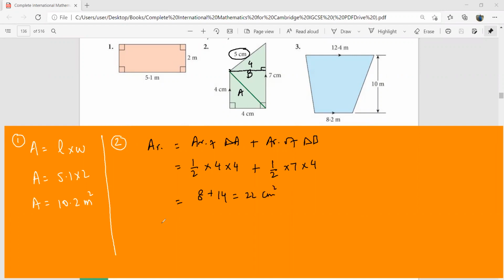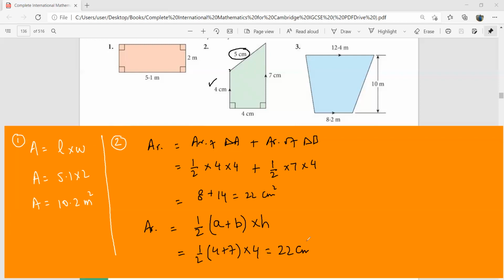If you combine these two, you can learn the actual formula for the area of a trapezium: half into the sum of the parallel sides times the height. We have this formula because we have two triangles. This is the base of one triangle, this is the base of the other, and you have a common height between them. You must be able to identify the two parallel sides that have to be added. Since a trapezium has just one pair of parallel sides, one is 4 and the other is 7. So this is 4 plus 7 times the height, which is 4, and you get the same area as by splitting it into two triangles.